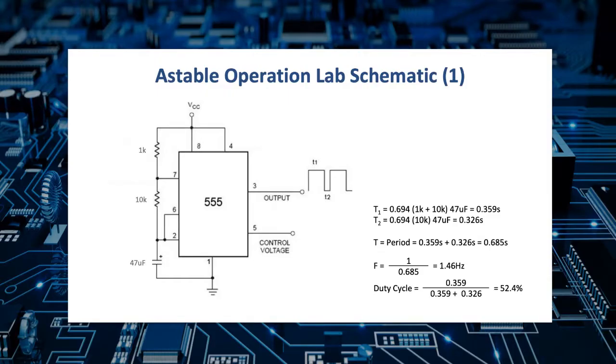and the duty cycle is about 52.4%. Now it's very interesting to note that with a 555 timer, you cannot achieve a 50% duty cycle. You can get really close. Because you have to have R1 with a value other than 0, you can't achieve a perfect 50% duty cycle.